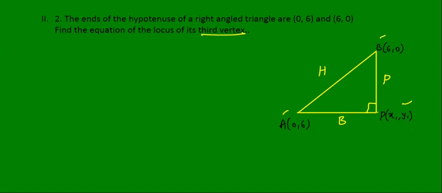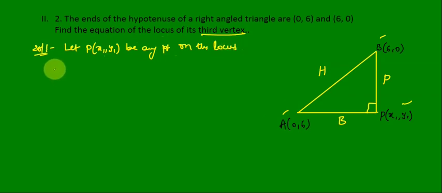Okay, so again I am making use of the same three steps. See, here I am solving this problem. What is the first step? The first step is let P (x1, y1) be any point on the locus. Okay, then next, second point is, what are the given points here? The given points are, first one A (0, 6) and B (6, 0), right?